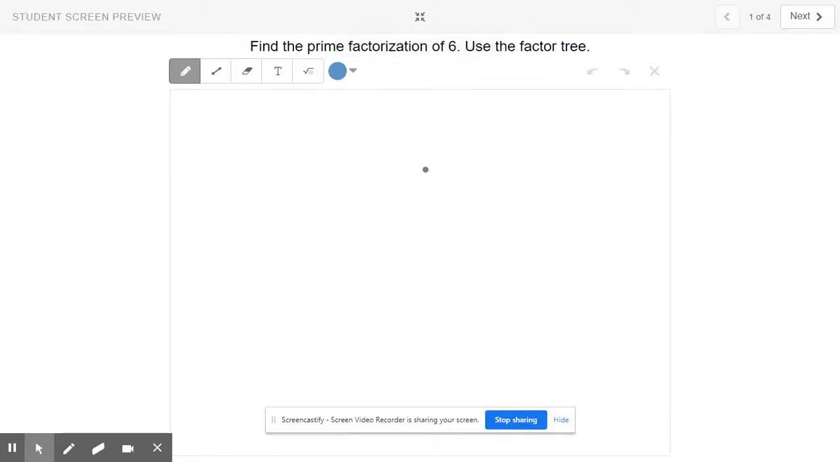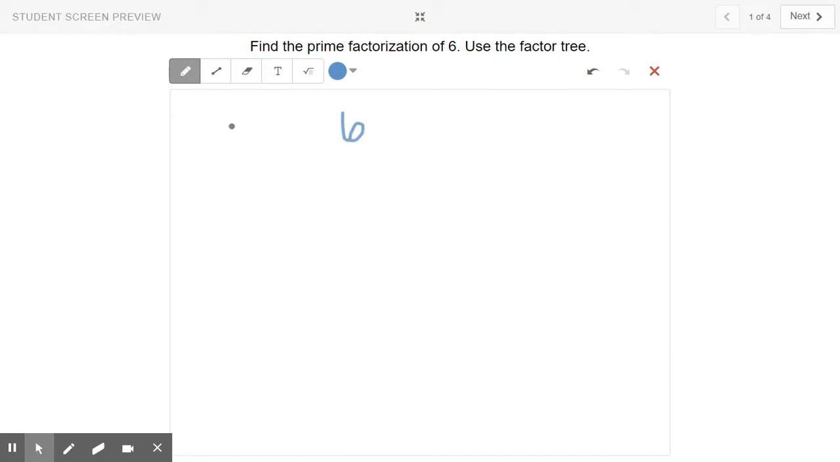This is the answer key to the March 2nd classwork problems on Module 9.2. Find the prime factorization of 6, use the factor tree. So I'm going to write 6 on top. We're going to use the factor tree. What times what makes 6?